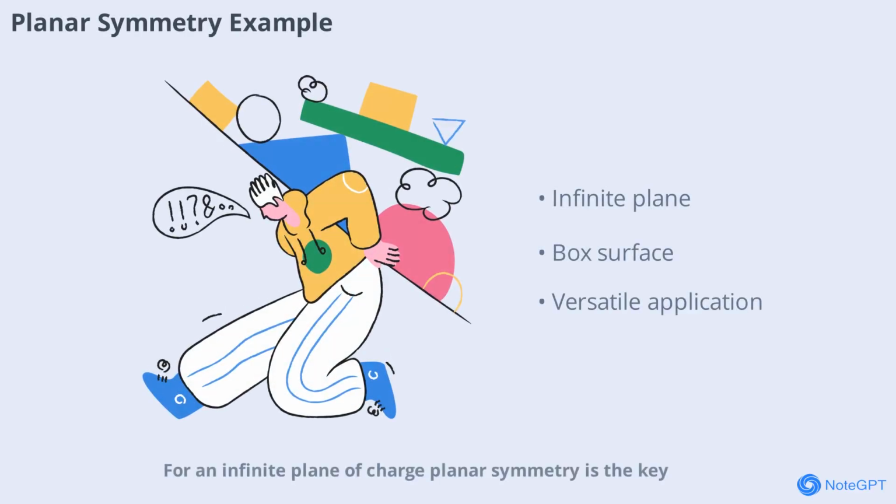For an infinite plane of charge, planar symmetry is the key. By selecting a box-shaped surface that straddles the plane, Gauss' theorem helps us find the electric field on either side of the plane, demonstrating its versatility.